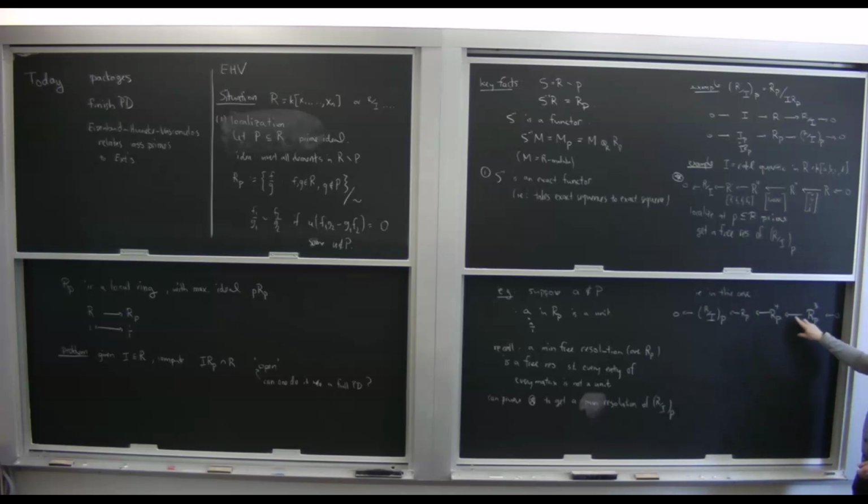This might not be minimal either. There might be a unit in this matrix. This is a matrix of linear things after all. Maybe there's even an A in here. What happens in that case?